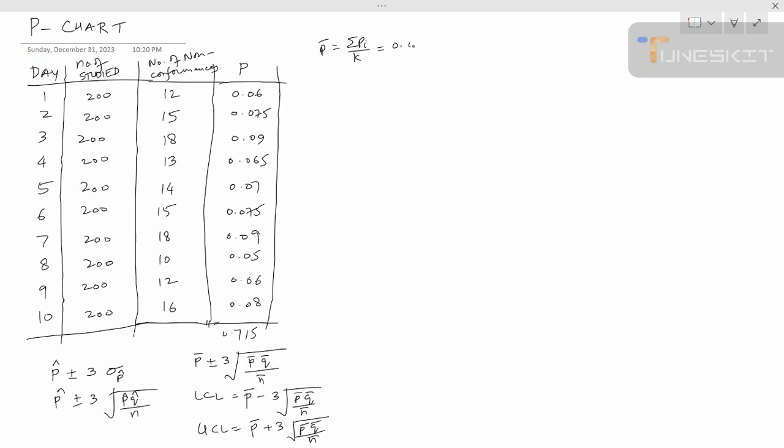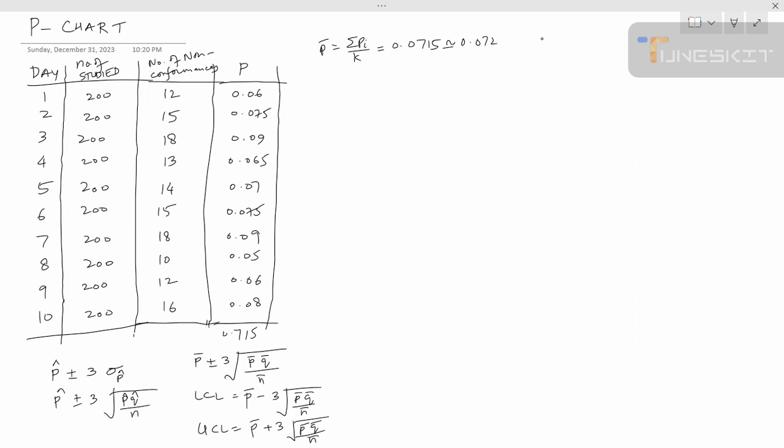That's 0.0715, and this we can round off to 3 decimal places as 0.072, for the sake of convenience of drawing or locating the values on the graph, because it is relatively difficult to spot or locate the value at the fourth decimal place. Now we are going to compute the lower control limit and upper control limit as well.